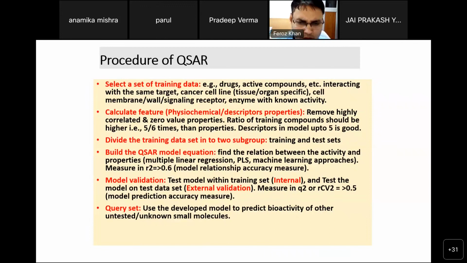So we use the regression coefficient value, which is represented by Q square, or cross validation regression coefficient value, which should be more than 0.5. Always remember, the model should be more than 0.6, validation should be more than 0.5. Then it is an indication that your model development part is going well, and you will get a good model for identifying the leads at the end.